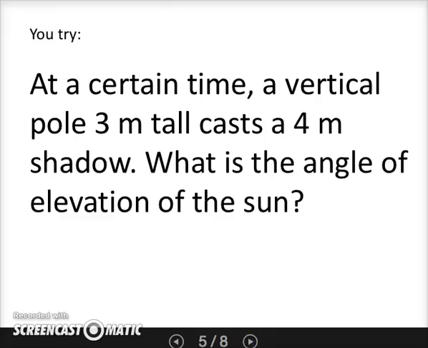Okay, you try. At a certain time, a vertical pole 3 meters tall casts a 4-meter shadow. What is the angle of elevation of the sun?